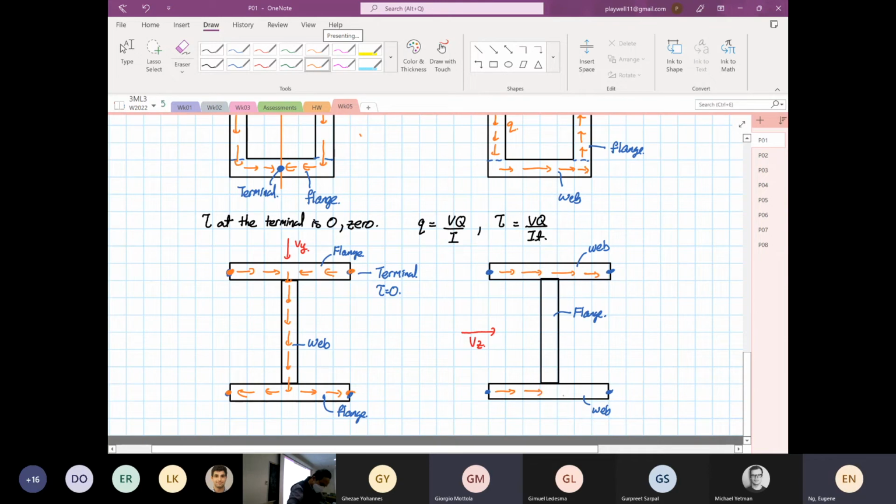The web controls, right? So that's the mainstream, but you also have fluid coming in or going out. It's up to you. You want to draw inwards, outwards is fine. So over here, you have another terminal. So when two opposing arrows come together and meet at one point, we call it a terminal also. Okay. So at the terminal again, the shear stress is equal to what? 0. Yes.